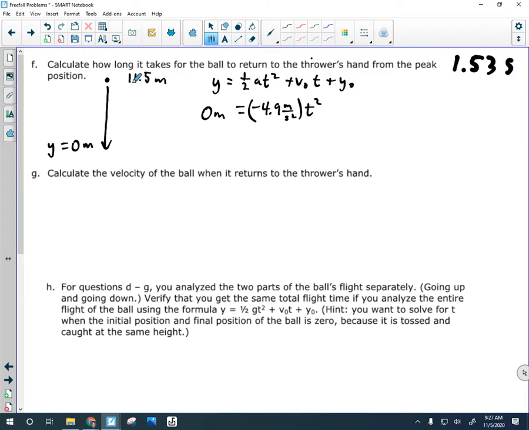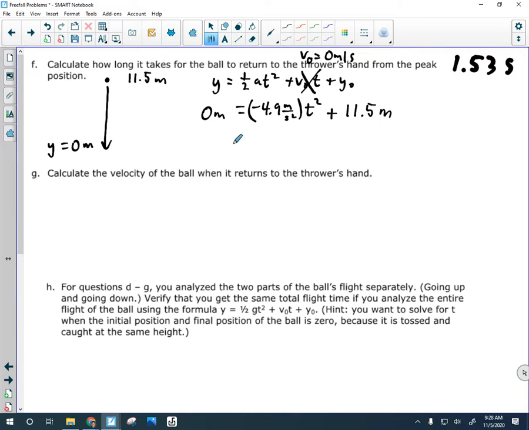If I'm analyzing the second half of the flight, the starting velocity at the peak is 0. So again, this term goes away in this sort of problem because V0 is 0 meters per second if I'm just analyzing the second half of the flight. And then Y0 is the Y position at time 0, or that starting height. So I have what I need to solve for T, right?